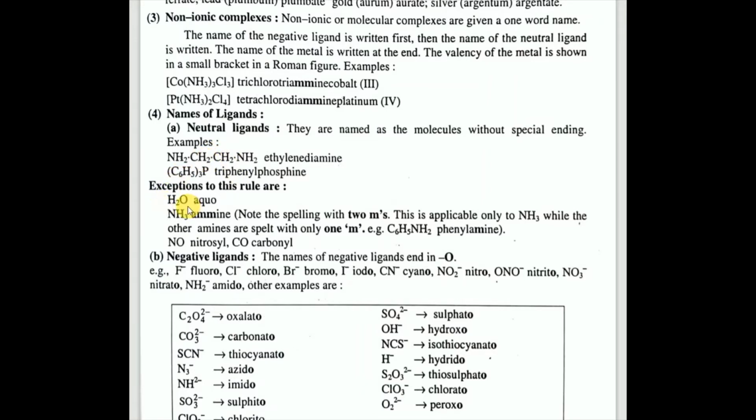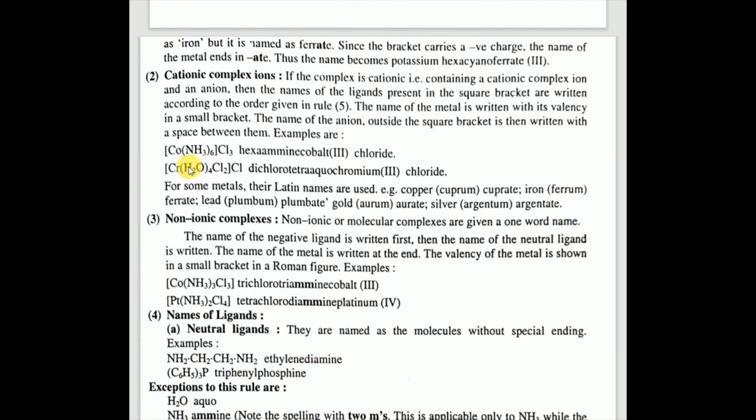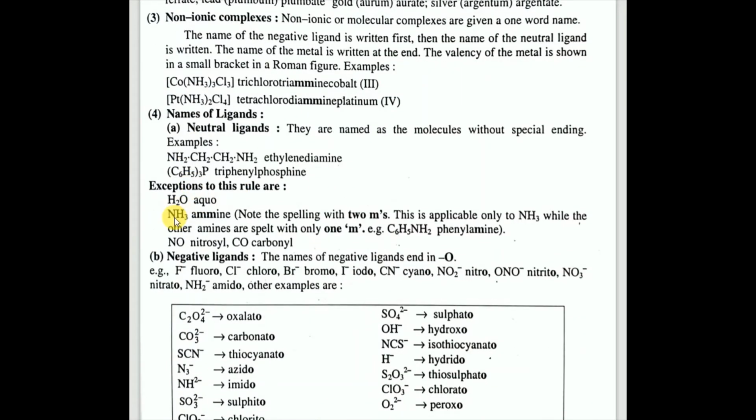Example, water is there. Water is also a neutral ligand. But when water is there, we write the name aqua instead of water. In the previous example, see here, there are 4 water molecules. We don't write tetrawater. We write tetraaqua. Means this is an exception. When we write the name of water, we write aqua instead of water. Then ammonia is there, we write ammine.